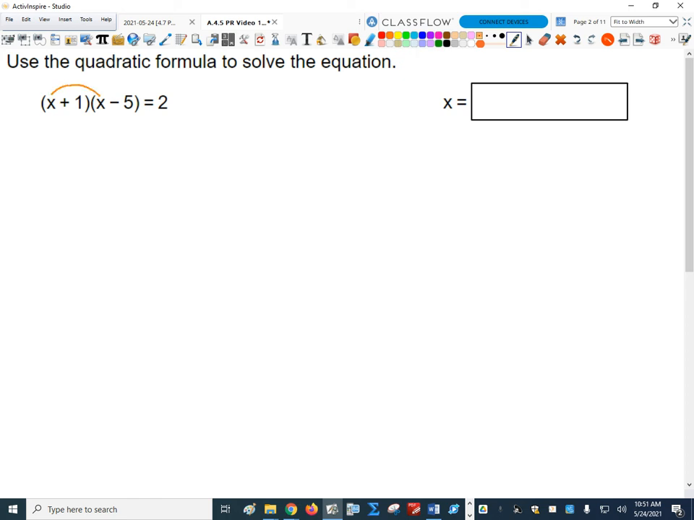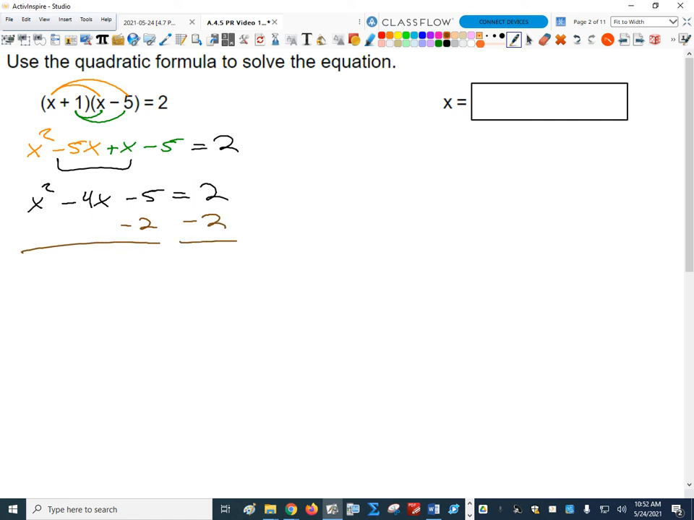So I'll distribute the x, and that's going to give me x squared minus 5x. I'm going to distribute the 1. That's going to give me plus x minus 5 equals 2. Well, if I combine like terms, I'm going to get x squared minus 4x minus 5 equals 2. Last step? Yeah, subtract 2. Good. Subtract 2 from both sides, and I get x squared minus 4x minus 7 equals 0, right?